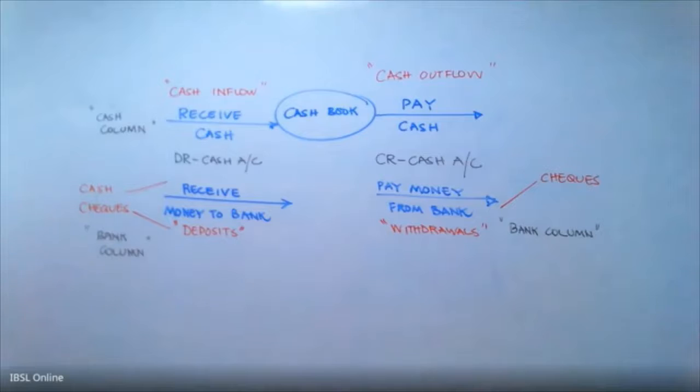So anything that you receive in cash will be a debit to the cash account. Anything that you will pay will be a credit to the cash account. That is what you have to remember. Where the cash book will come into the picture is when there is an involvement of a cash or the bank account. That is in the form of checks or direct deposits that we will learn in the next chapter.